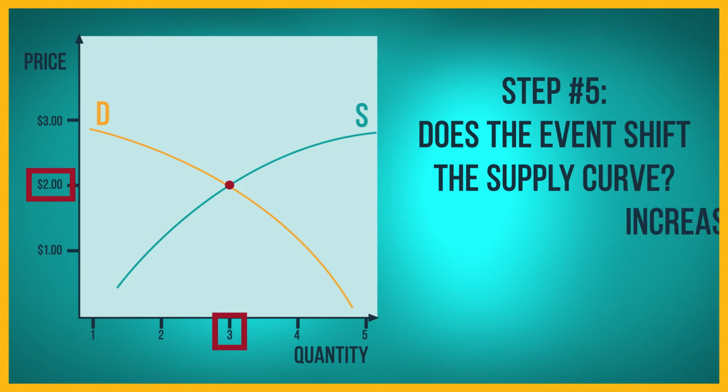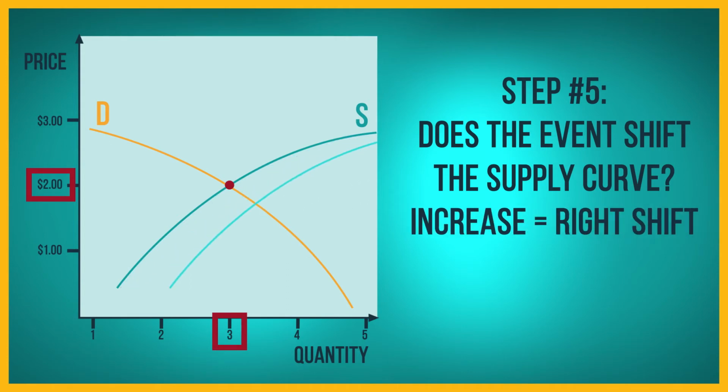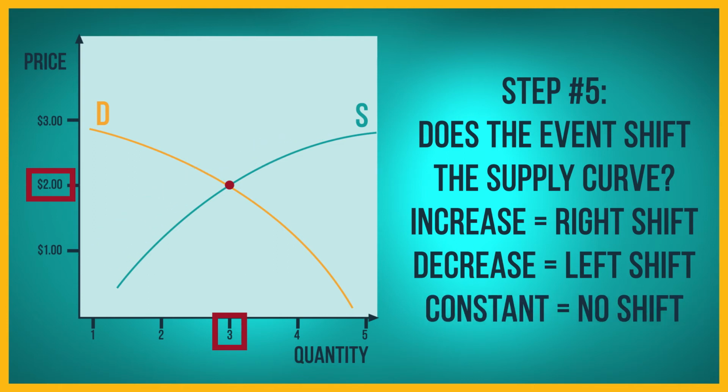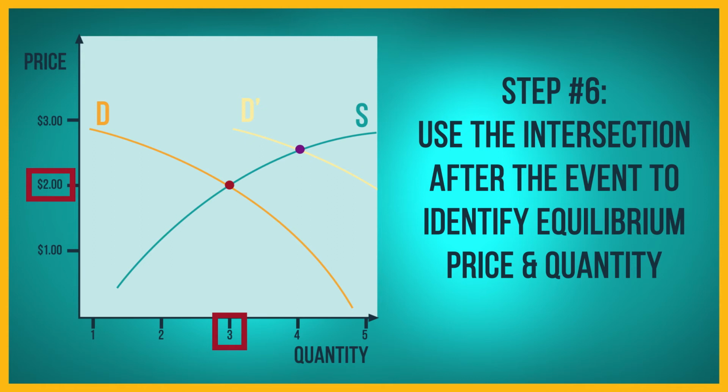If the event increases supply, the supply curve shifts to the right. If the event decreases supply, the supply curve shifts to the left. If the event does not affect supply, the supply curve does not shift. Next, use the intersections of the supply and demand after the event occurs to identify the new equilibrium price and quantity. Mark them on the axes. They are the final values for price and quantity.